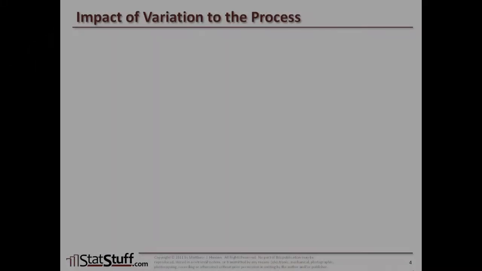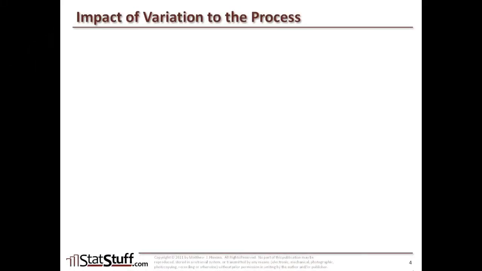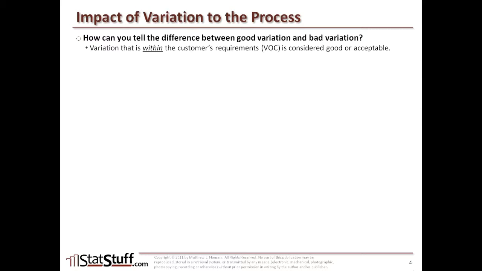Now we'll extend that concept a little further by seeing how variation can affect a process. As we explore how variation can affect a process, a primary question I might ask is, how can you tell the difference between what's good variation and bad variation? Well, any variation that occurs within the customer's requirements, again, the voice of the customer, whatever they're defining as good or bad, that's considered to be good or acceptable if it's falling within those requirements. And this will generally include common cause variation, and it should exclude any special cause variation that might occur.